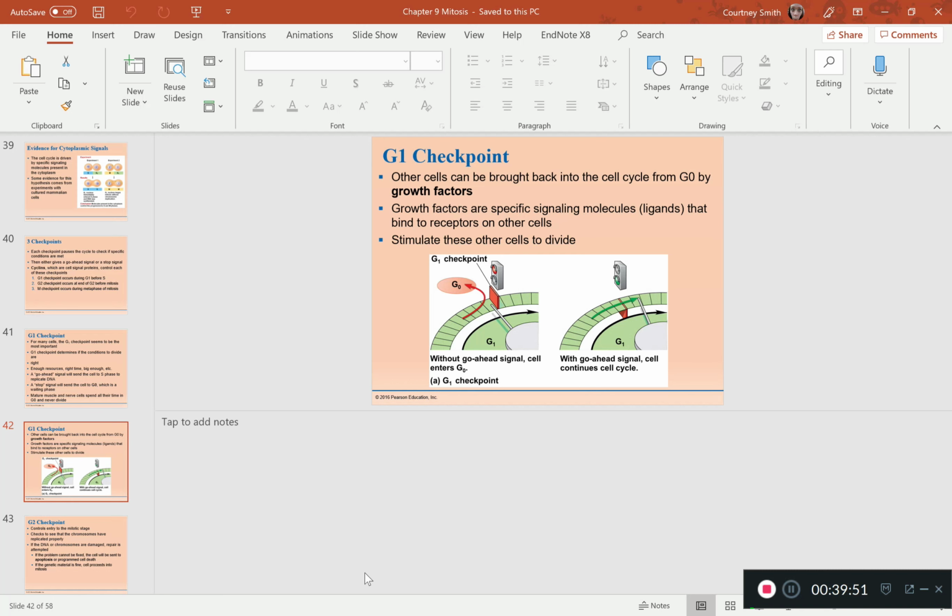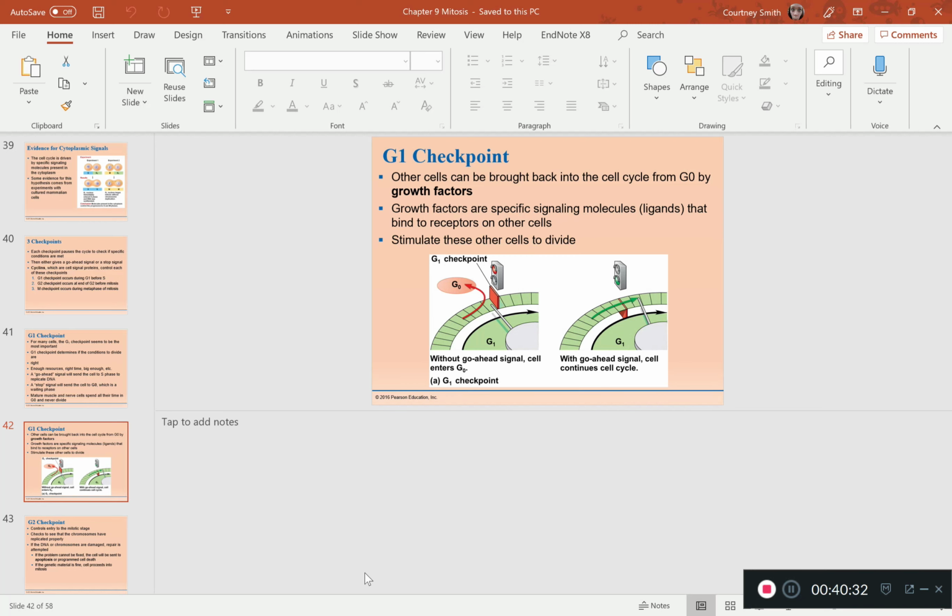But what it does is that it'll determine if the conditions to divide are correct, meaning is it right to go ahead and continue the cell cycle? So if there's enough resources and the cell is big enough to divide, it'll get the go ahead signal, and then it'll enter into S phase so it can replicate the DNA. Or if somehow the conditions are not correct, then there will be a stop signal, and the signal will send the cell essentially backwards. Okay?